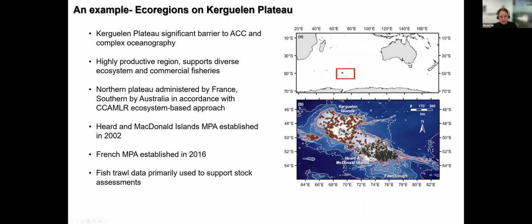So every year in the Australian sector, and probably every 4 years in the French sector, trawl data is collected in this area, and that's primarily used to support the stock assessment for the toothfish and icefish fisheries. However, they collect information on all of the species that they catch, but to date, no one had really looked at this assemblage level data to understand what the distribution of assemblages were on the Kerguelen Plateau.